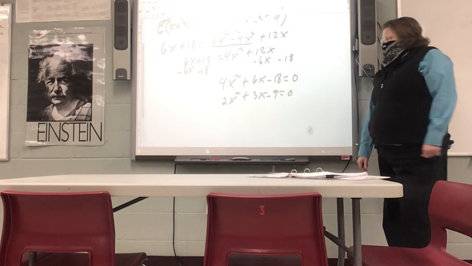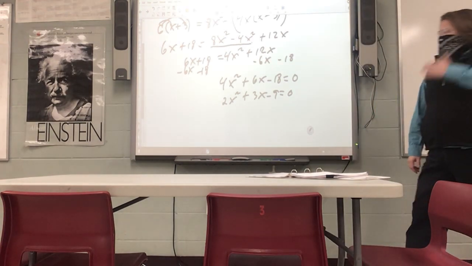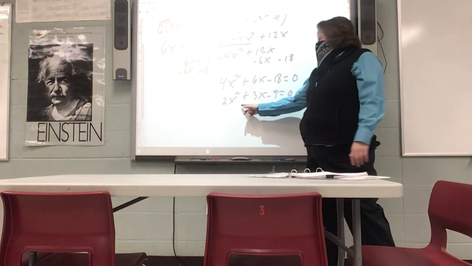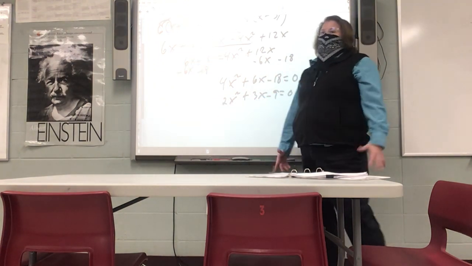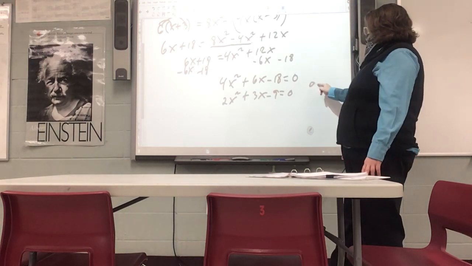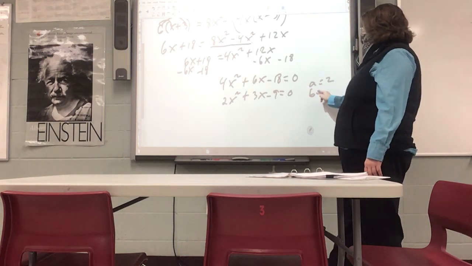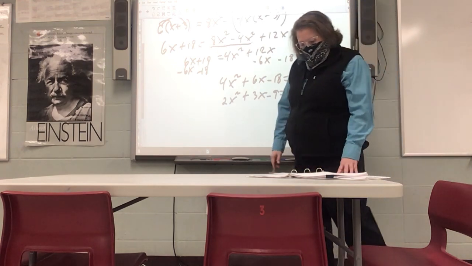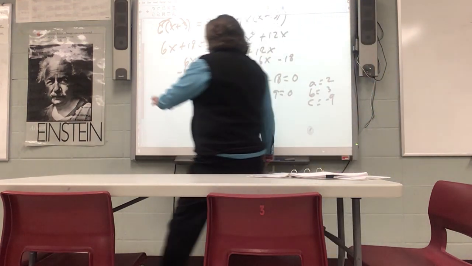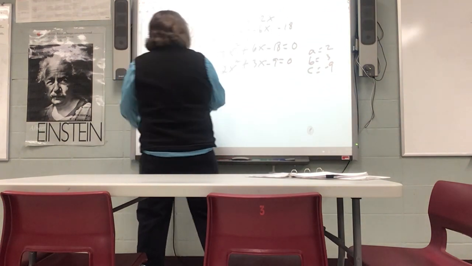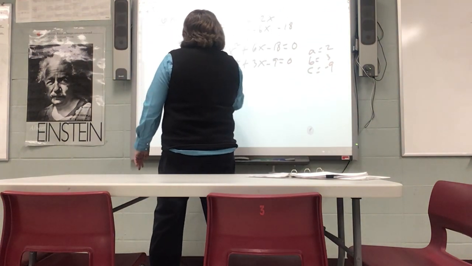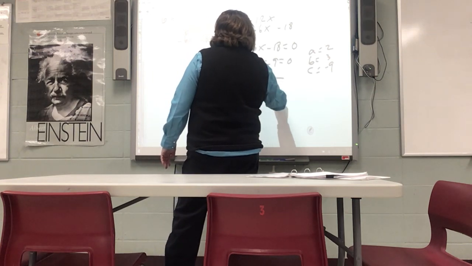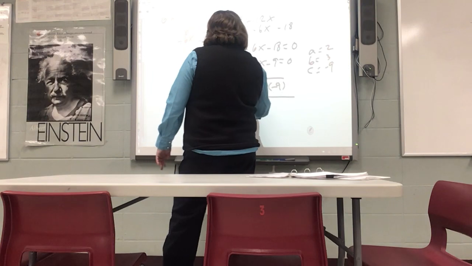Now, y'all know I like factoring the best, but this one isn't a real easy one to factor because the a's not 1. So in my case, when the a's not 1, that's when I do the quadratic formula. So I'm going to have an a of 2, a b of 3, and a c of negative 9 into my quadratic formula. So here we go. X equals negative b plus or minus the square root of b squared minus 4ac all over 2a.